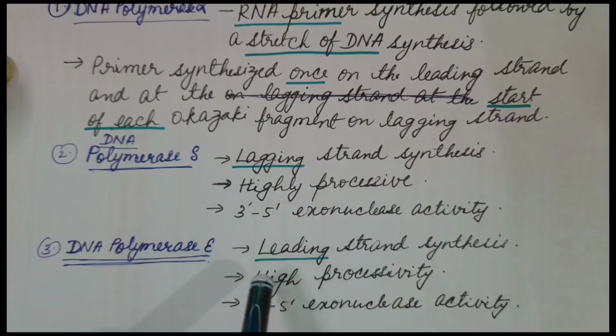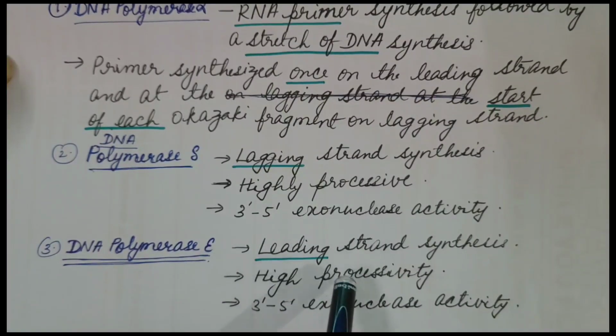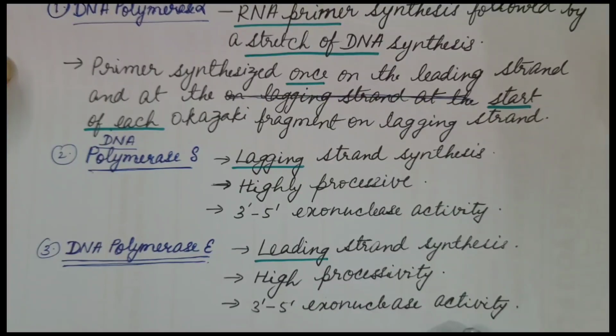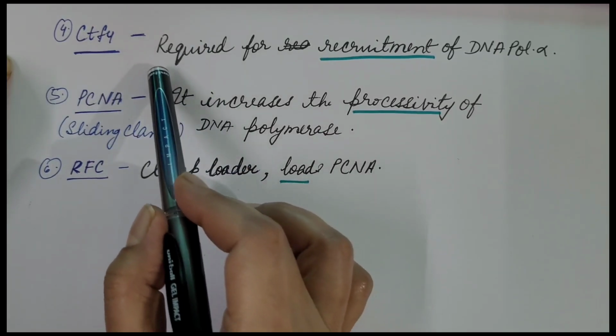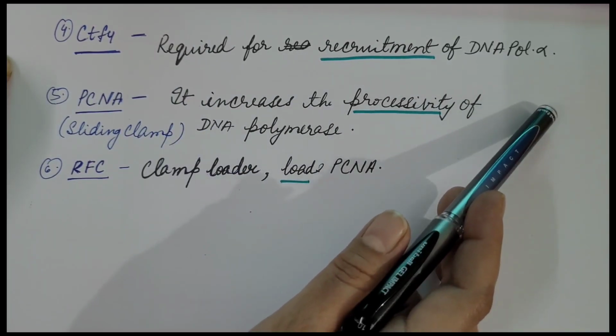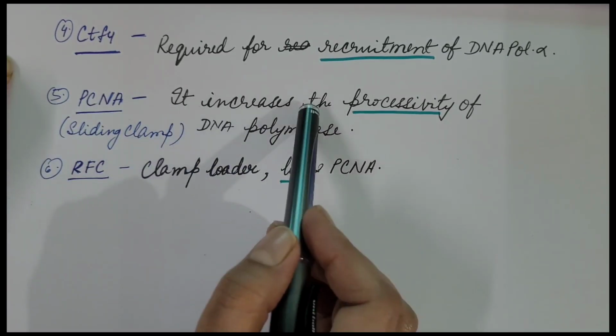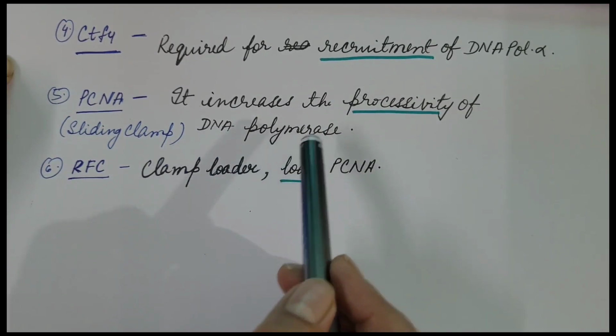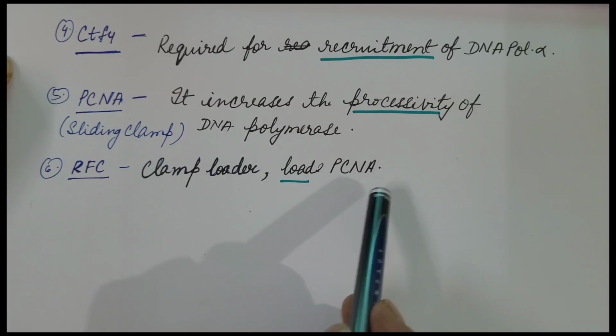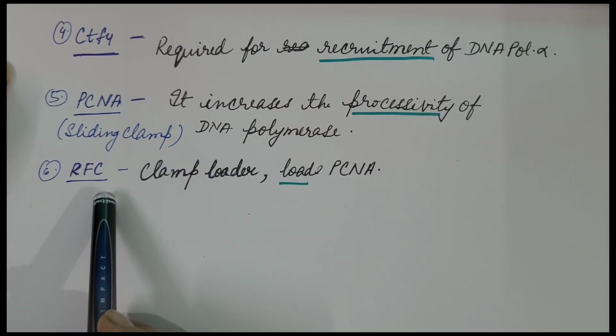Now DNA polymerase epsilon synthesizes the leading strand. It also has high processivity due to PCNA. It also shows 3'-5' exonuclease activity, or proofreading activity. Then CTF4, which is required for the recruitment of DNA polymerase alpha. PCNA, proliferating cell nuclear antigen, is the sliding clamp. It increases the processivity of DNA polymerase. RFC is the clamp loader, it loads PCNA. It is responsible for polymerase switching, that is, replacement of DNA polymerase alpha by the main replicative DNA polymerases, DNA polymerase epsilon and DNA polymerase delta.